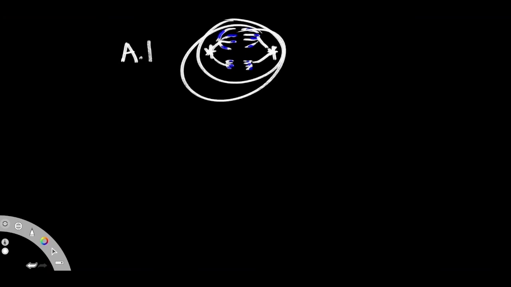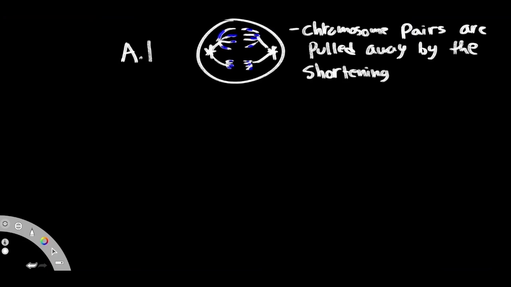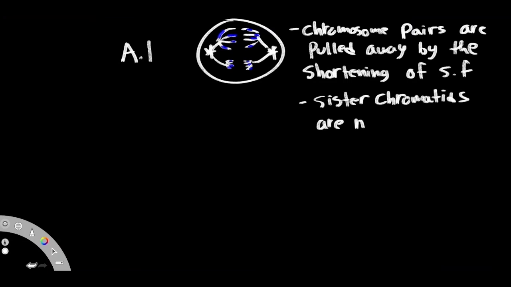Okay, so now when you pull them apart, you're moving them to opposite poles now. All right, so then these chromosome pairs are pulled to their poles, all right, by the shortening of those spindle fibers. And the important thing that I want you to know here is that the sister chromatids are still intact. All right, so we're not separated. Okay, this is different than mitosis, all right?